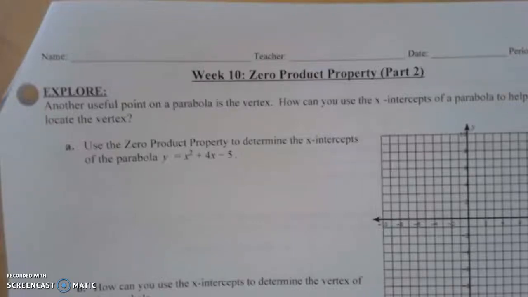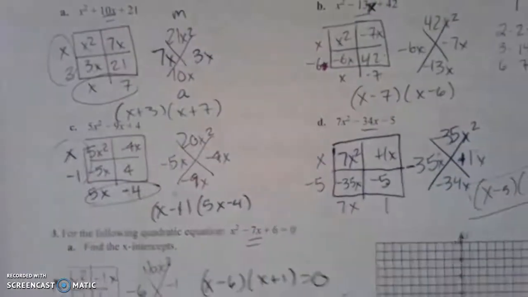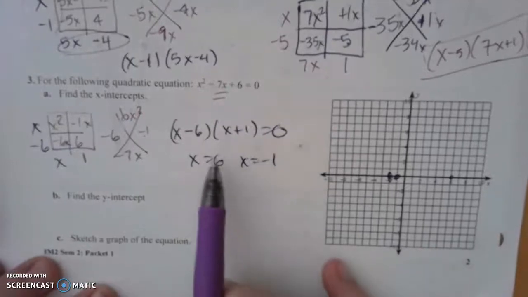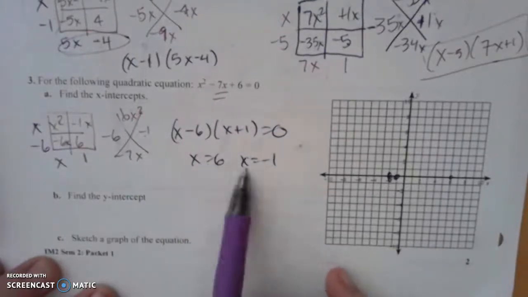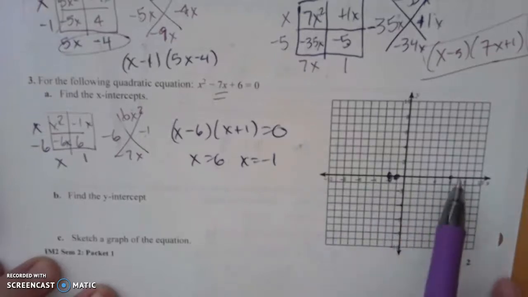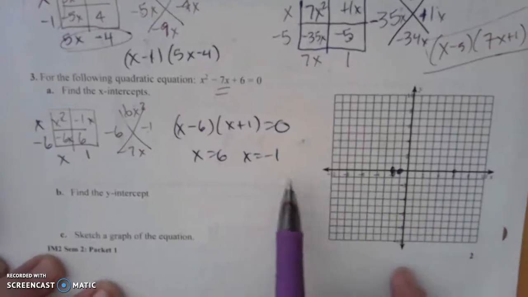Here we continue the second lesson for week 10. Before I get into this, I wanted to just finish that problem on the first video. We left off where we had just found the x-intercepts, and we knew that they're going to touch at -1 and at 6. So we want to find the y-intercept.